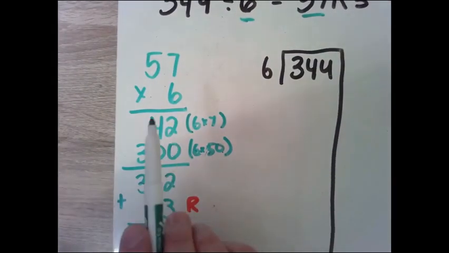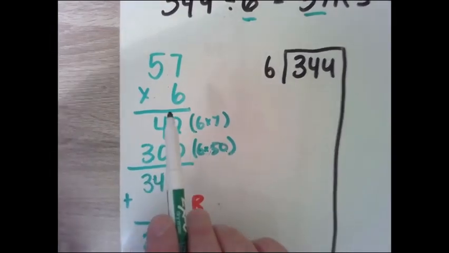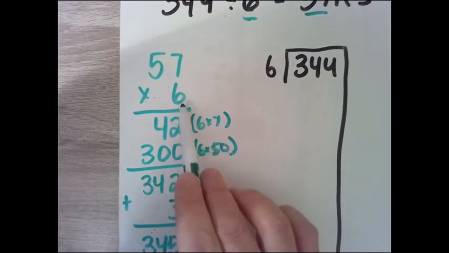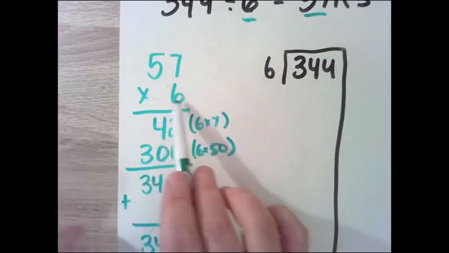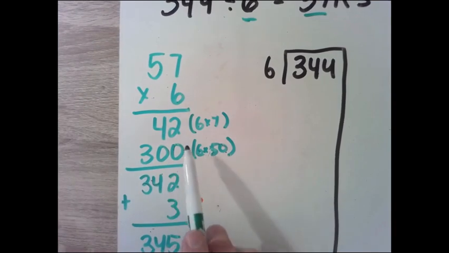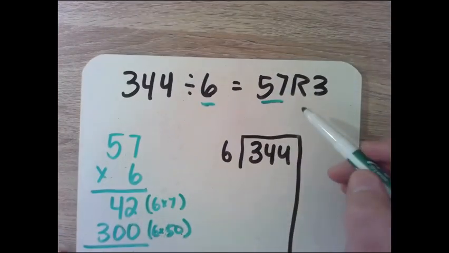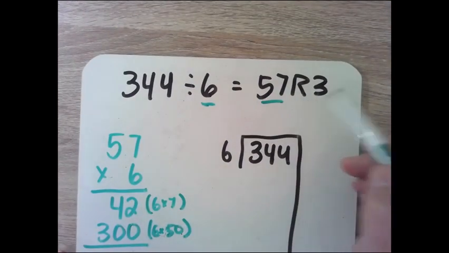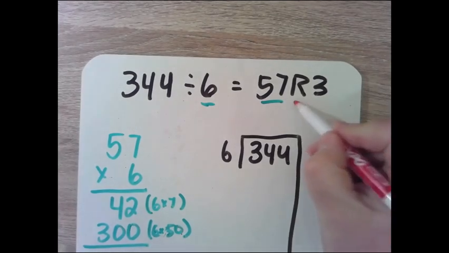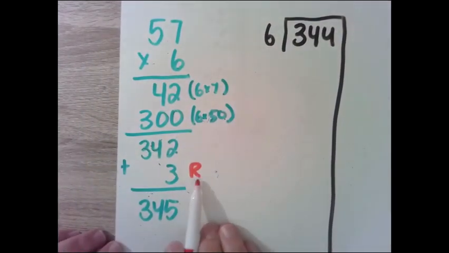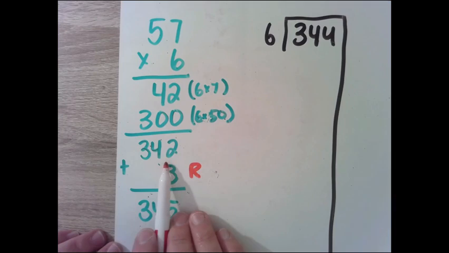So I did that out. If I did partial products, 6 times 7 is 42, and then 6 times 50 is 300. So the answer here is 342. But wait, we can't forget our remainder. They got a remainder of 3, so you have to add the remainder. So we have 342 plus 3.